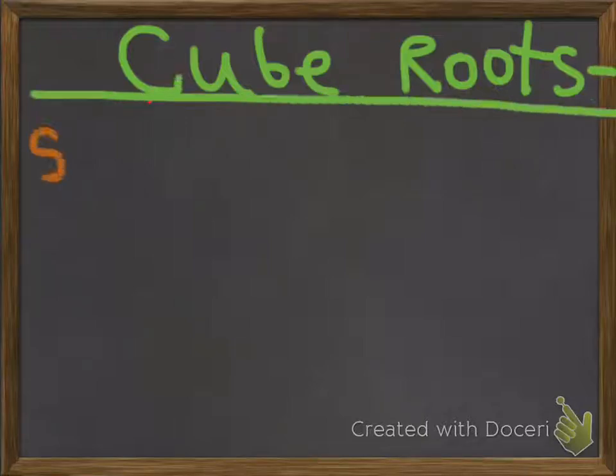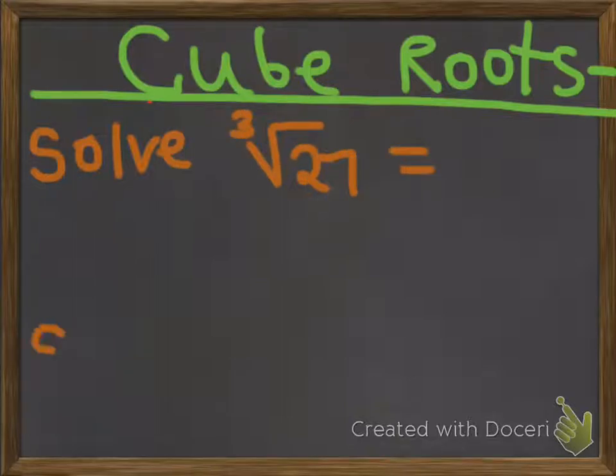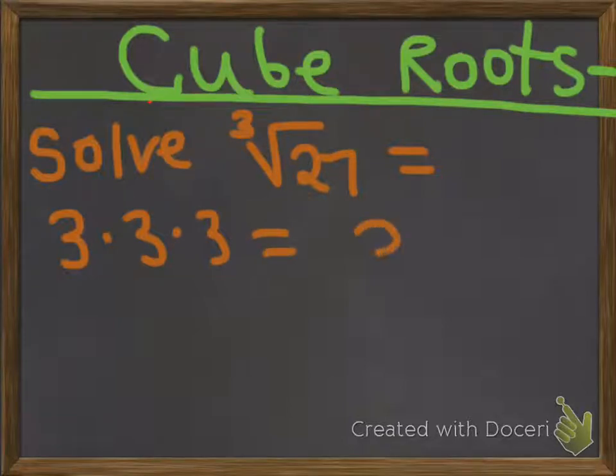Okay, now we're going to teach you how to solve cube roots. First example, solve the cube root of 27. Now you might already know that 3 times 3 times 3 is 27.